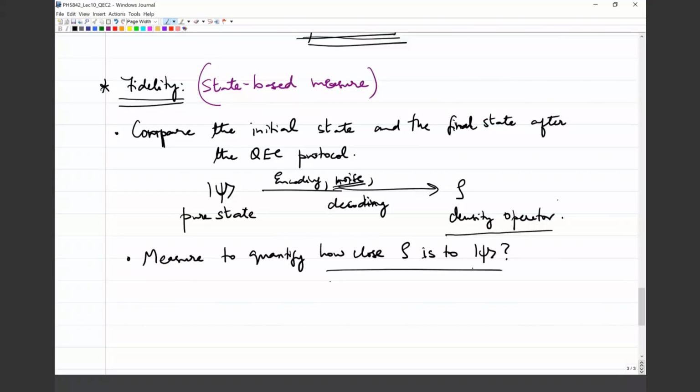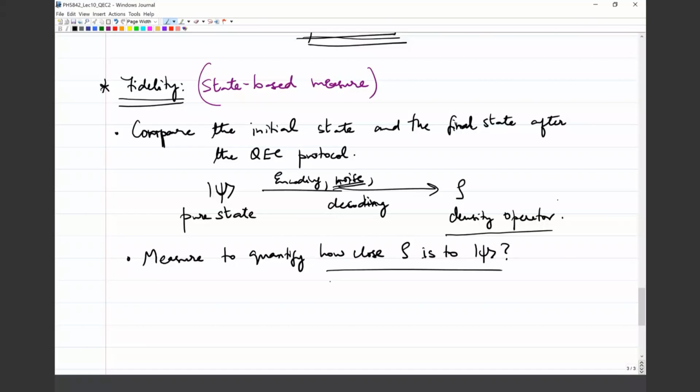We need to be able to answer this question of how close the initial state is to the final state, or how close is rho to the state that you started with, which is psi. The way to do that is using a measure called the fidelity. I think I might have defined fidelity in a very simple way in the tutorial, but anyway, we'll go back to this.